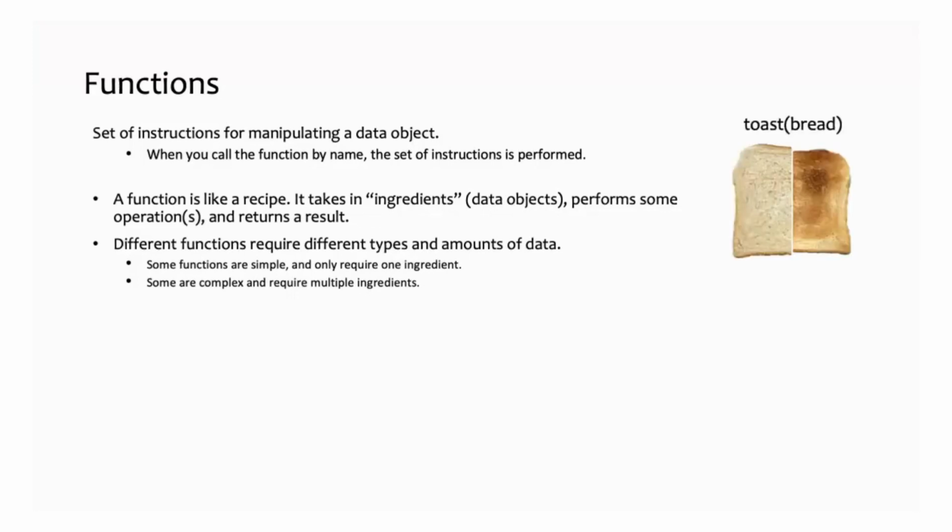So for example, and these are sort of made up silly examples just to get the point across, but you can imagine a function called toast, and it just takes the data object bread. So you tell it to basically toast bread. So bread is a data object and toast is a function that performs some action on it, like a verb.